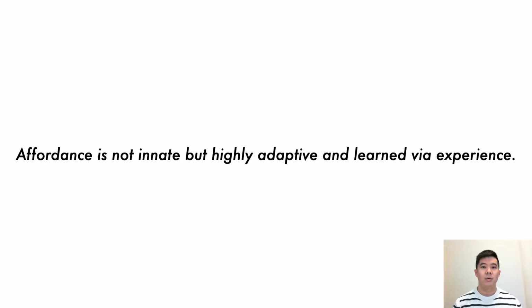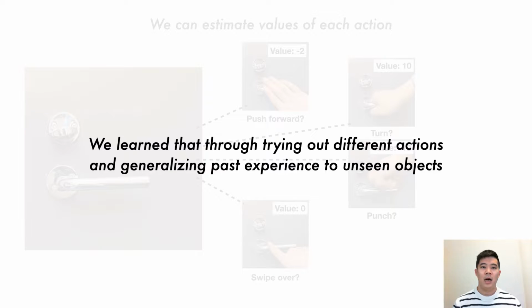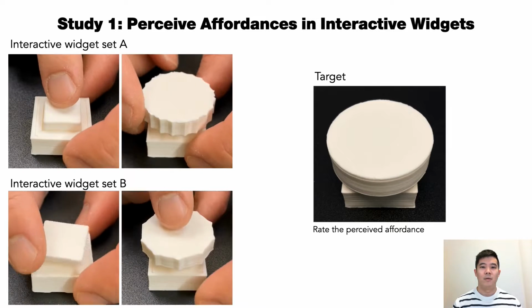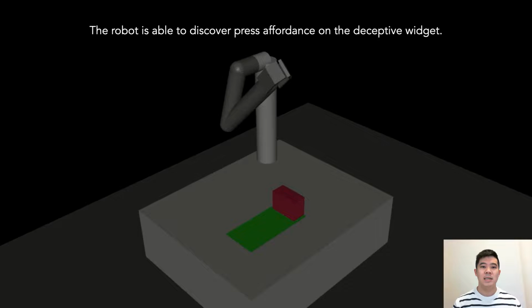To summarize our theory, we believe that affordance is highly adaptive and learned by experiences. The source of affordance is the estimated value of each motion that we simulate in mind, and we learn how to simulate these motions and estimate values by exploration, exploitation, and generalization. We conducted two user studies and built a robotic model. Please take a look at our paper for more details about the user studies and their findings. Similarly, please read our paper for more details about the robotic model.